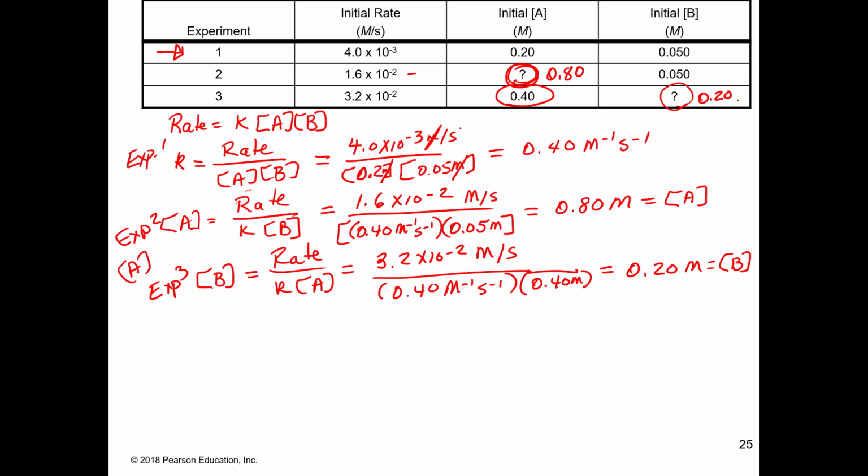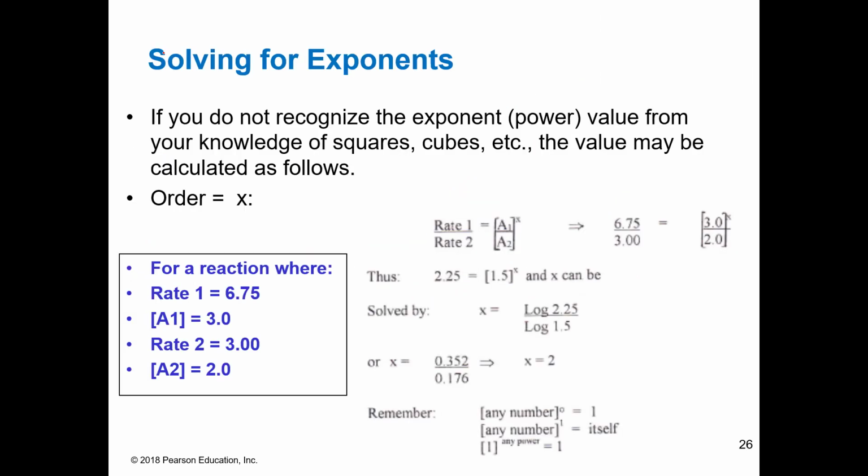On these where you have to do this, you've got to be able to figure out what K is by plugging it into the one where you have all the information, and that was experiment 1 in this case. So those are really the 3 types of problems that you're going to see based on these initial rates.